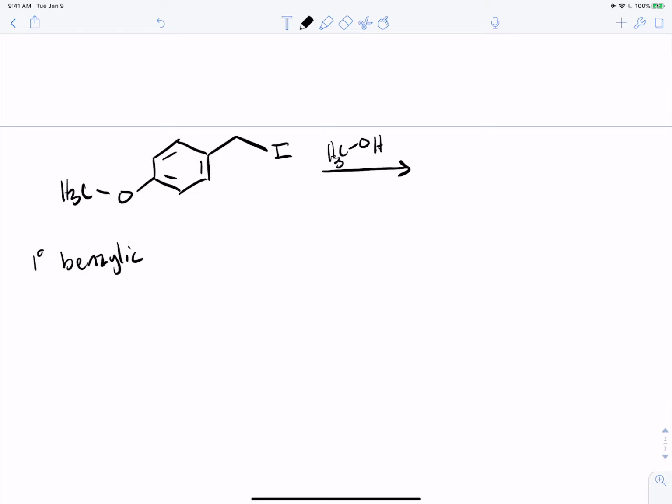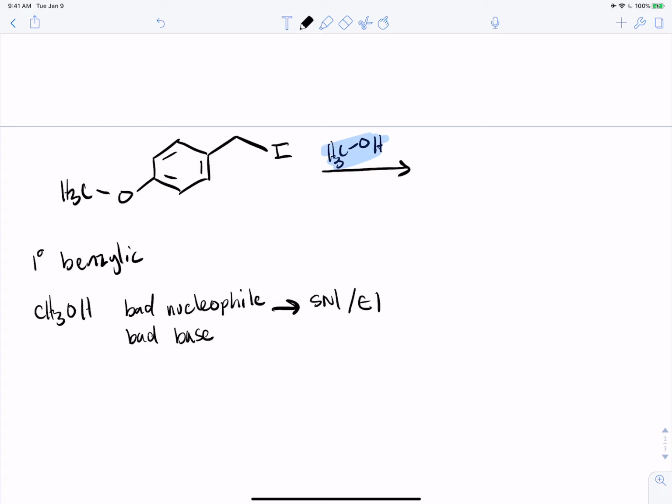So ordinarily primaries can't go through SN1E1. Excuse me. They can only go through SN2 or E2. But when it's benzylic, it can go through SN1E1. So primary benzylic or primary allylic is a lot like the secondary substrate in that it can kind of do anything. So you have to look to the reagent. So we look to our reagent here. Well, our reagent is a bad nucleophile. It's also a bad base. What does that tell us? Generally, that's going to favor SN1E1 because it's going to make E2 and SN2 not competitive.